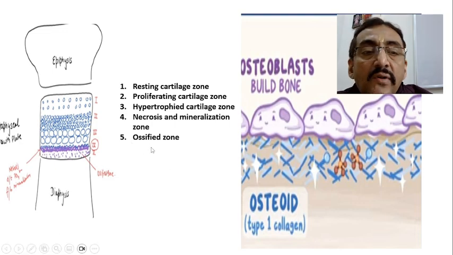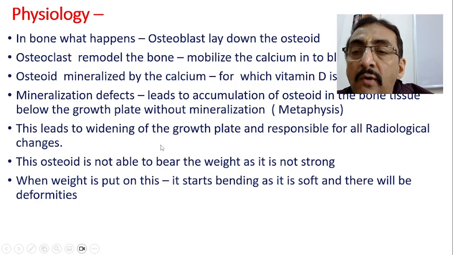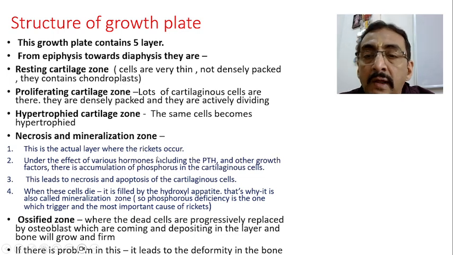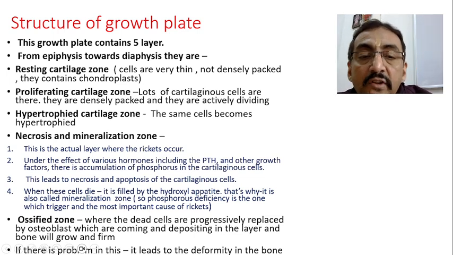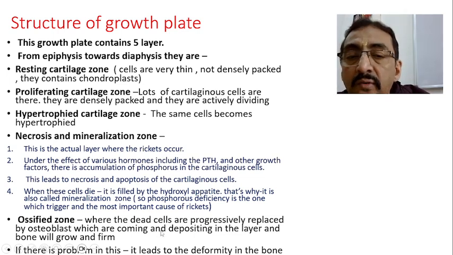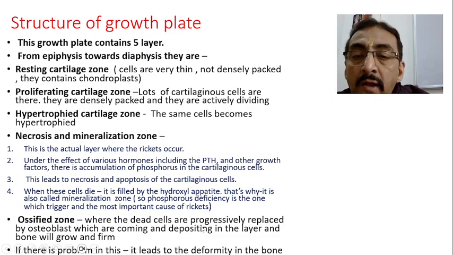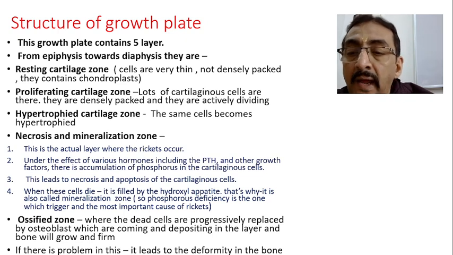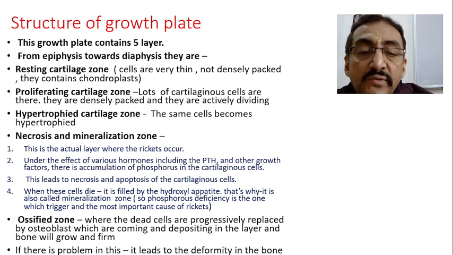Now the last layer is called the ossified zone. What do you mean by ossified zone? Where the dead cells are progressively replaced. In this zone, the dead cells are progressively replaced by the osteoblasts, which are coming and depositing in the layer, and bone will grow and form. And if there is a problem in this, it leads to deformity of the bone.